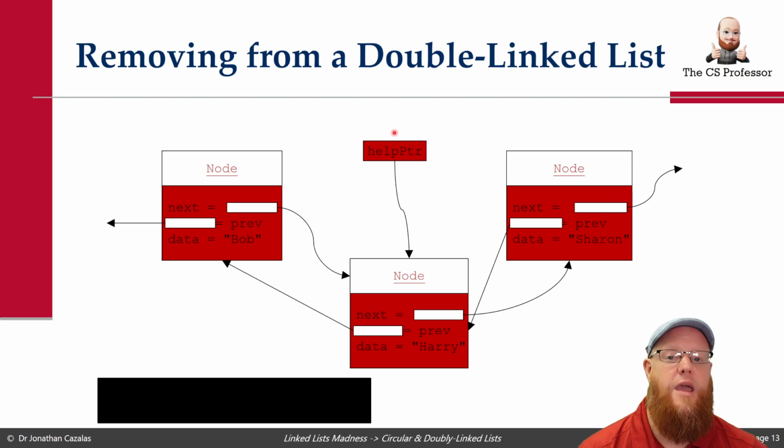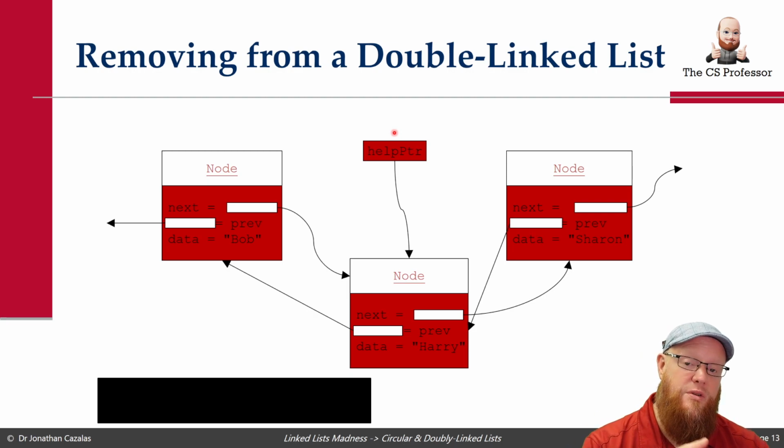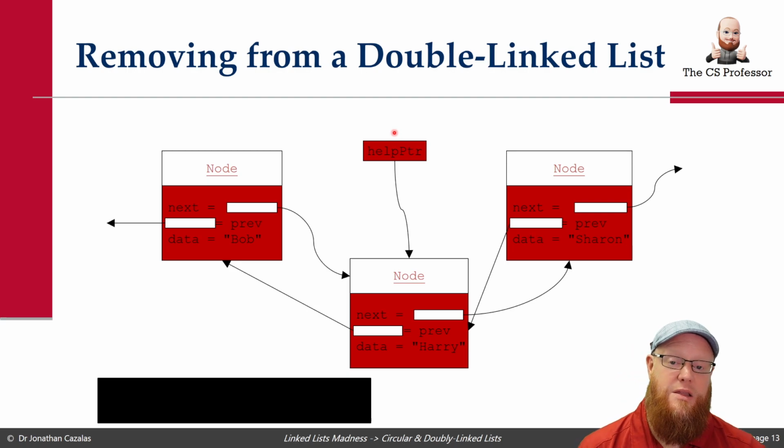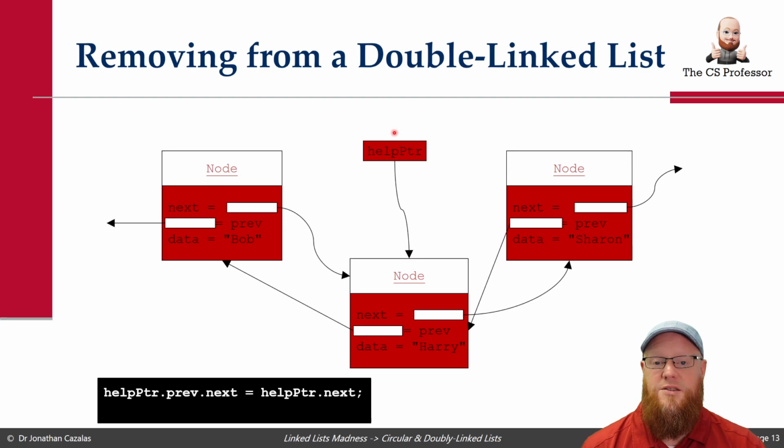We want to delete Harry. Well, if we want to delete Harry, that means what? Bob needs to point over to Sharon, and Sharon needs to point back directly to Bob. How do we make that happen? Here's those two lines of code. Let's look at each one by one.